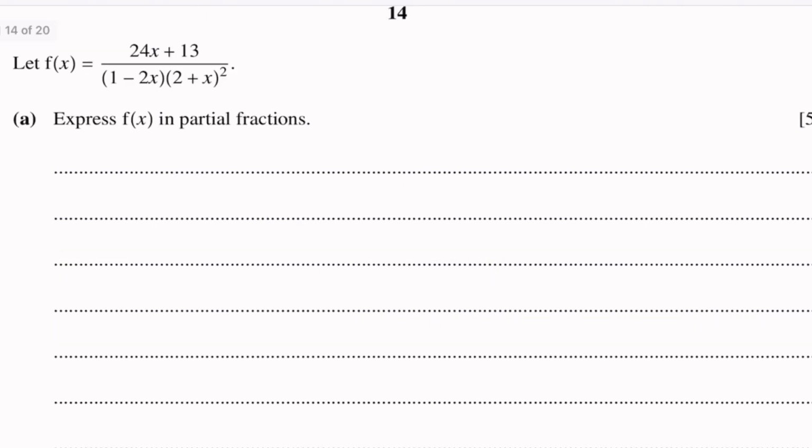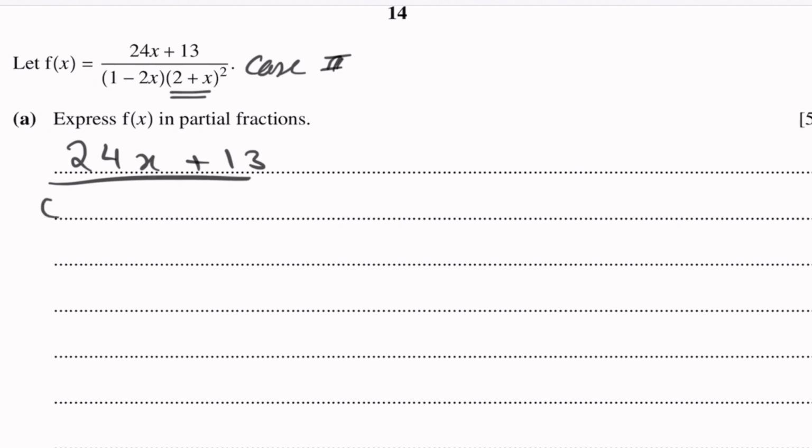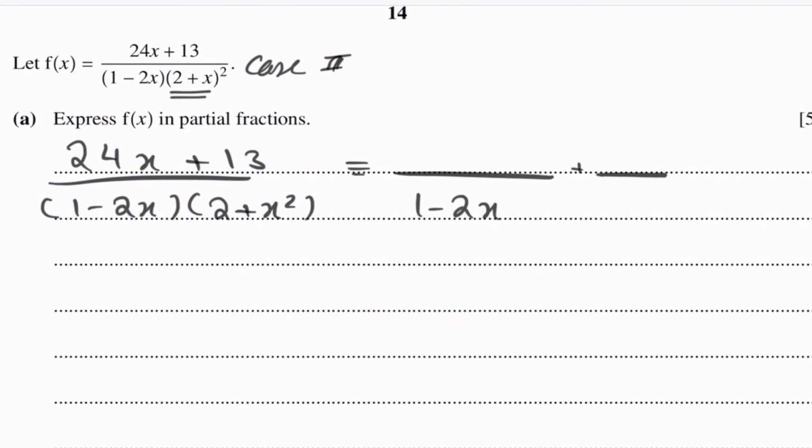Okay, next we have: let f of x equal the following, express f of x in partial fractions. To express f of x in partial fractions, we have to identify what we have here. So we have here case 3 of repeated roots. So here we're going to say 24x plus 13 over (1 minus 2x) times (2 plus x) squared has an identity of 1 minus 2x, plus 2 plus x, and then 2 plus x, and the whole thing is squared.